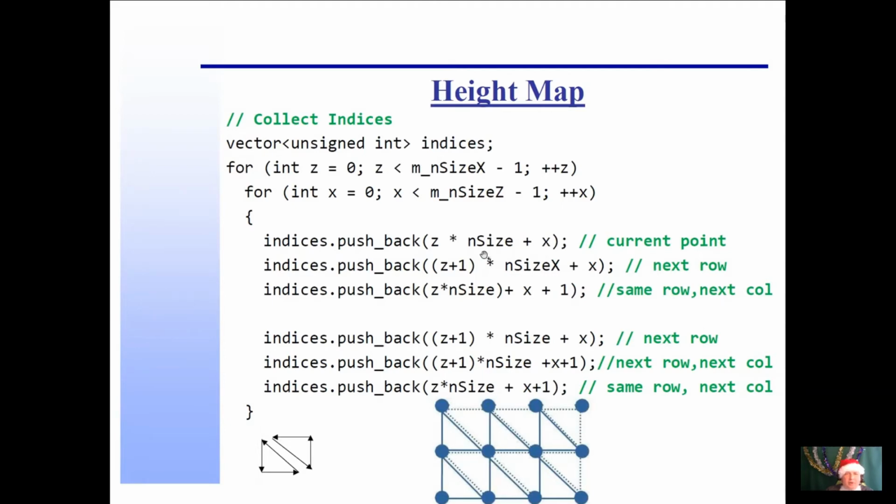So if the current point is z x, please remember that we are working on a one-dimensional array. So the position in this array is the z coordinate multiplied by the size, so the length of the entire row of pixels, plus x. But then the next row is z incremented by 1, and the next column is x incremented by 1, right? So this is how we create one triangle, and this is how we create another triangle, in a system like this.